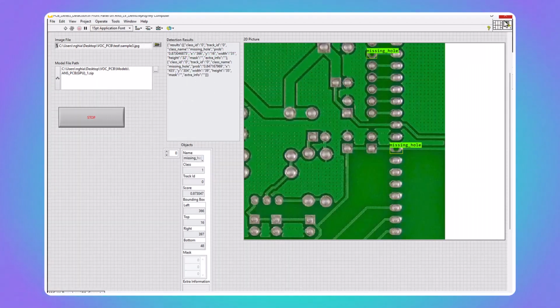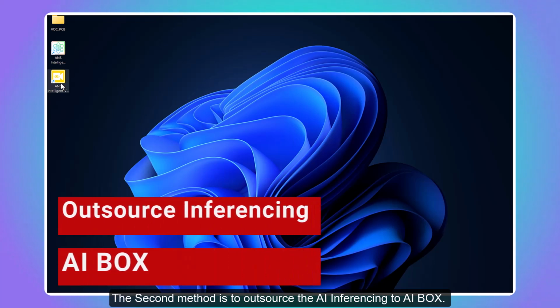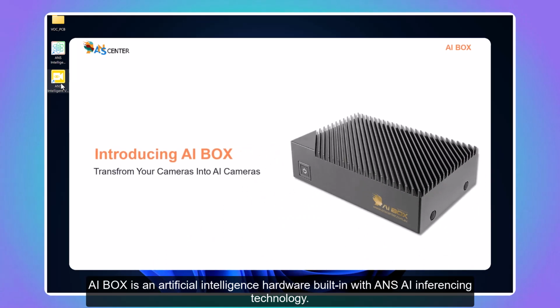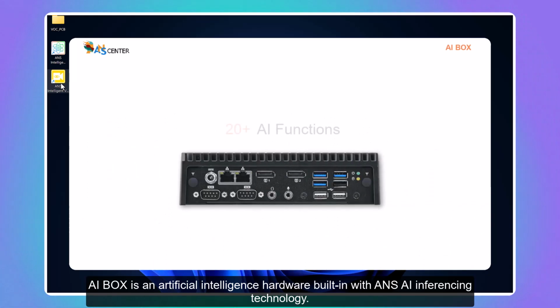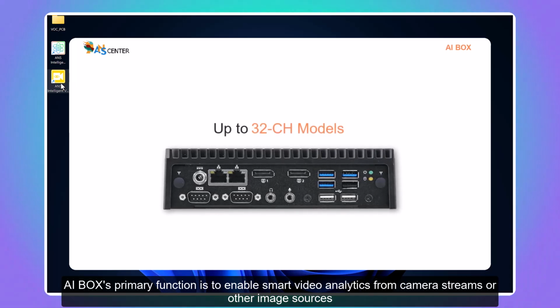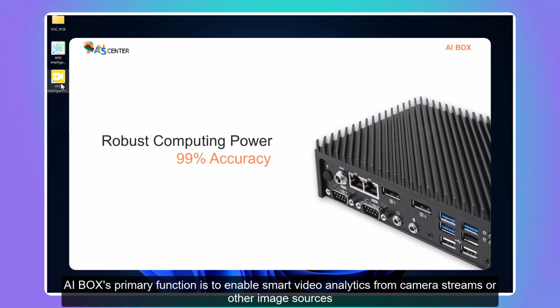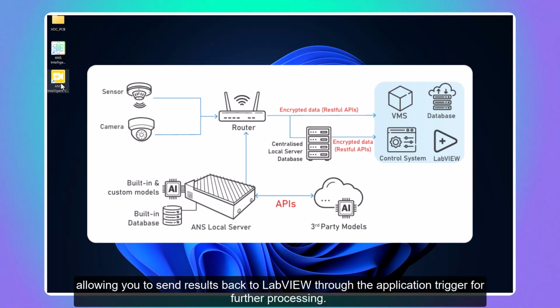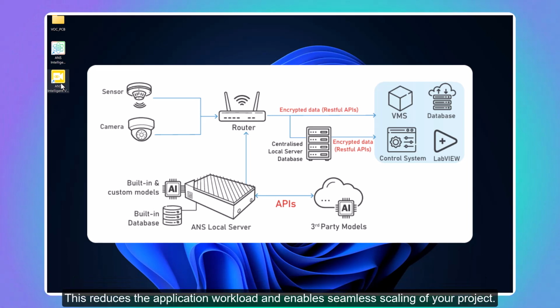The second method is to outsource the AI inferencing to AI Box. AI Box is an artificial intelligence hardware built in with ANS AI inferencing technology. AI Box's primary function is to enable smart video analytics from camera streams or other image sources. After performing inferencing, the AI Box provides a TCP/IP protocol, allowing you to send results back to LabVIEW through the application trigger for further processing. This reduces the application workload and enables seamless scaling of your project.